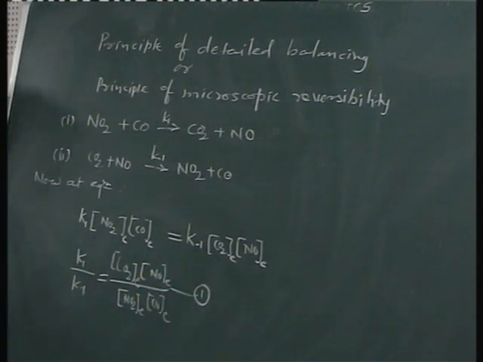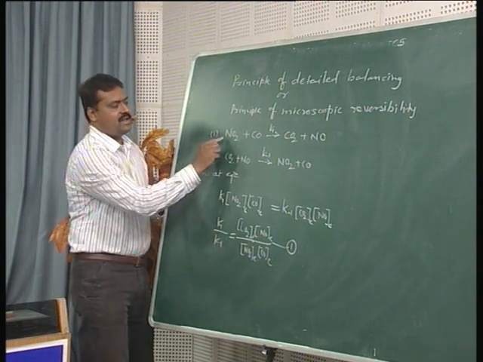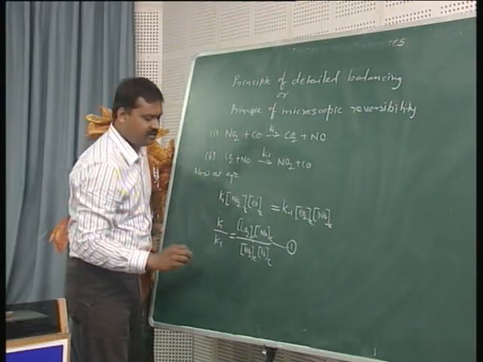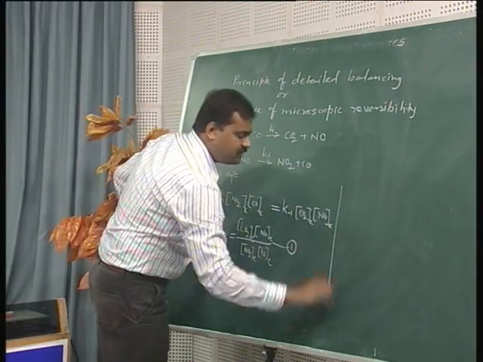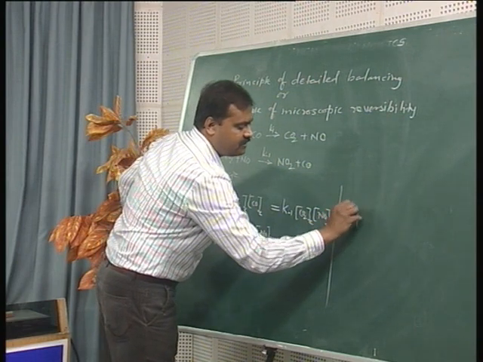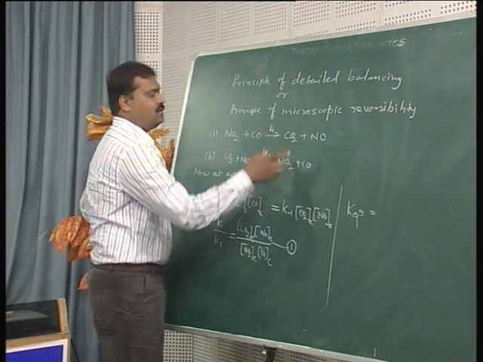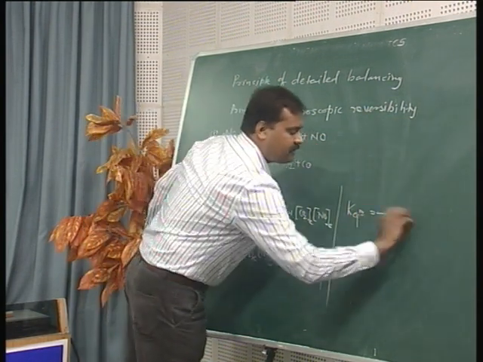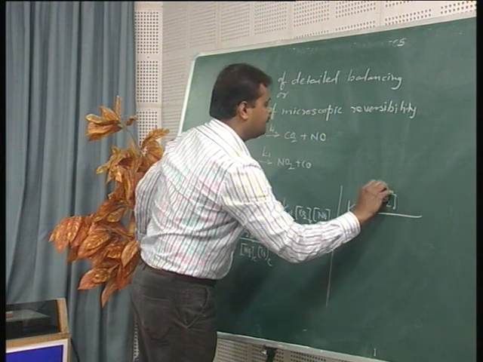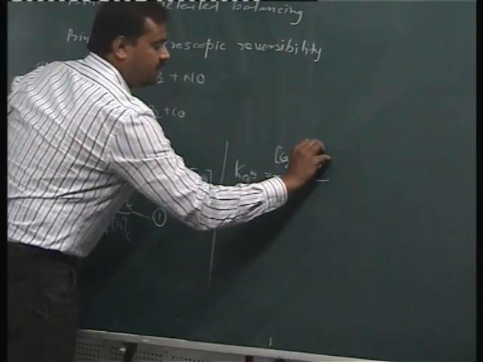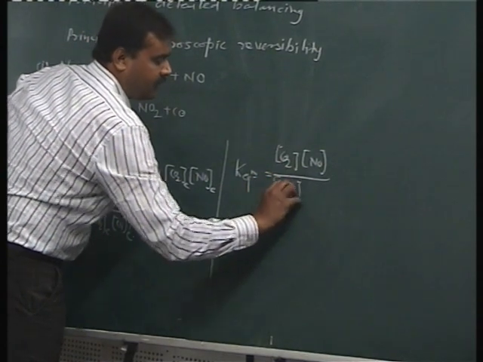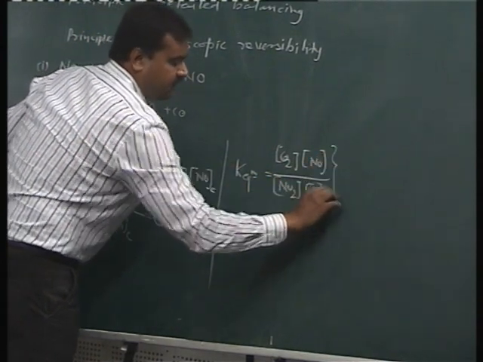Say this is 1. Now the original reaction is this. We can write the equilibrium constant for this reaction. So one can write the equilibrium constant of the reaction as K equilibrium is equal to concentration of product by concentration of reactant, and therefore it is the concentration of CO2 into NO divided by NO2 and CO at equilibrium.